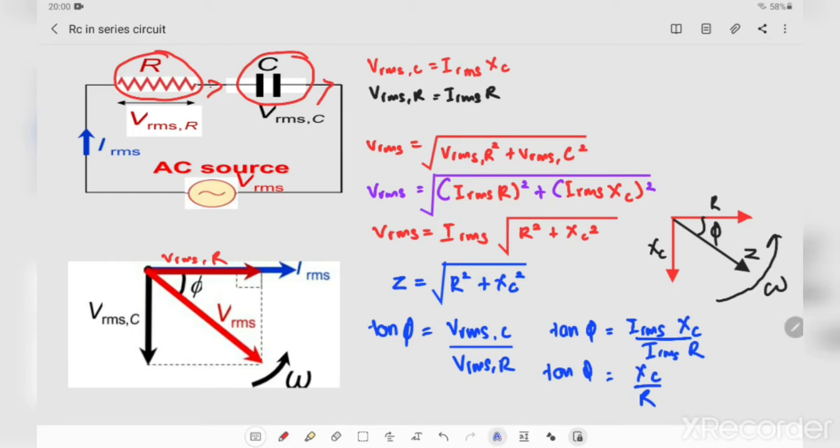The RMS voltage across the resistor and the capacitor are given by: Vrms across the capacitor equals Irms Xc, and Vrms across the resistor equals Irms R. From the phasor diagram, the Vrms across the resistor is in phase with the Irms, and the V across the capacitor lags behind by pi over 2 radian.